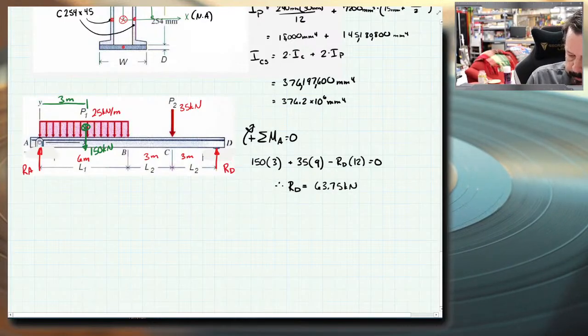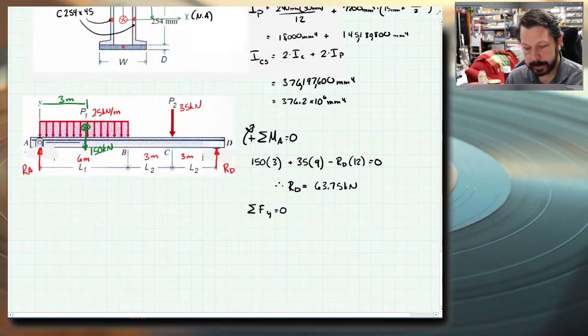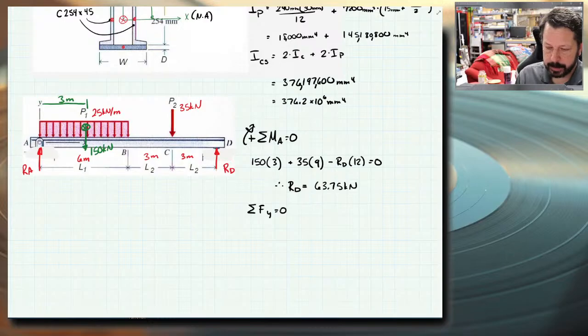63.75 kilonewtons. And then we can do summation of forces in the y direction equals 0. Now, here's the thing. I mentioned it last time, but if I do this, moments and then forces in y, I can get the shear diagram to come out as starting at 0 and ending at 0, kind of making me think I did it right. And really, I just made an error somewhere, but these two equations will force it to be right, and I don't know I'm wrong until I draw the moment diagram.